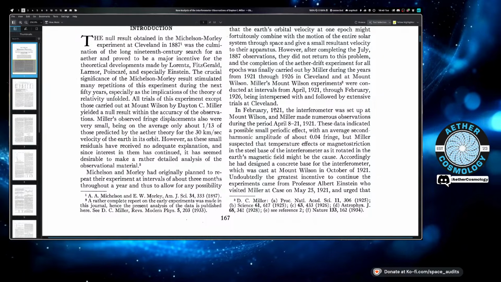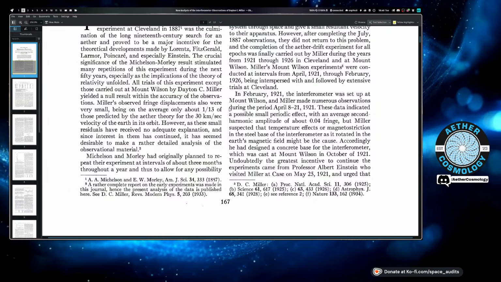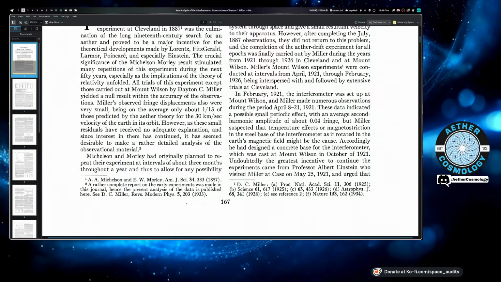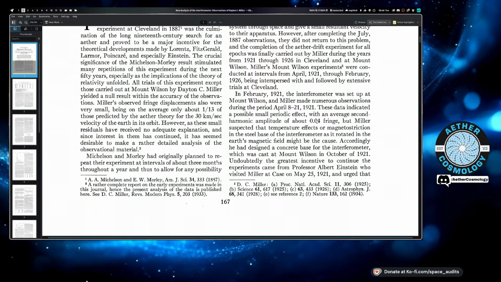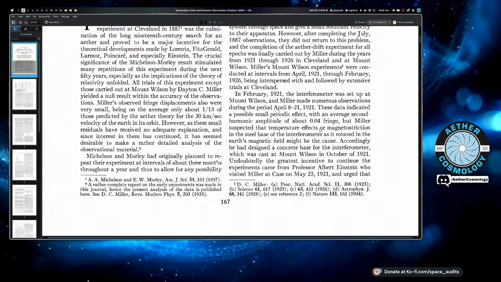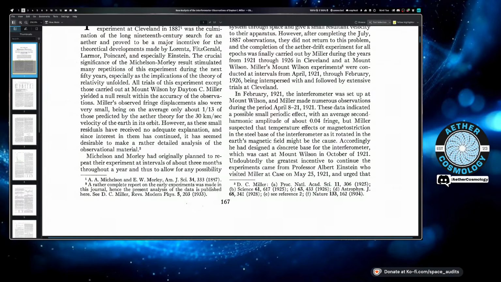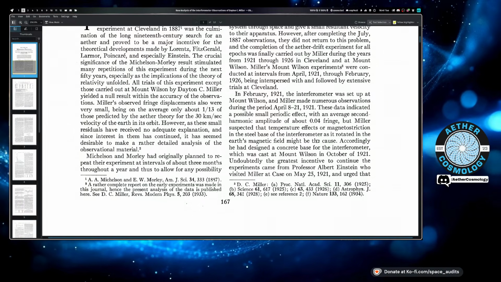In February 1921, the interferometer was set up at Mount Wilson, and Miller made numerous observations during the period of April 8 to 21, 1921. These data indicated a small possible periodic shift with an average harmonic amplitude of about 0.04 fringe, but Miller suspected that temperature affected the magnetostriction in the steel base of the interferometer as it rotated, and that the Earth's magnetic field might be the cause. Accordingly, he designed a concrete base for the interferometer, which was cast at Mount Wilson in October 1921.